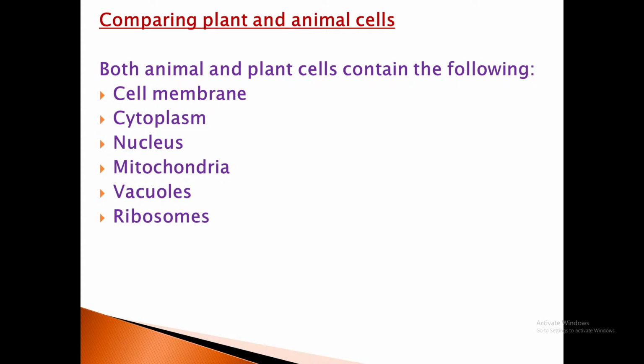Now comparing plant and animal cells, these lists of components, these lists of parts or cell organelles, you will find them in both plant cell and animal cell. So these are known as the similarities. So these are common things between the plant cell and the animal cell.